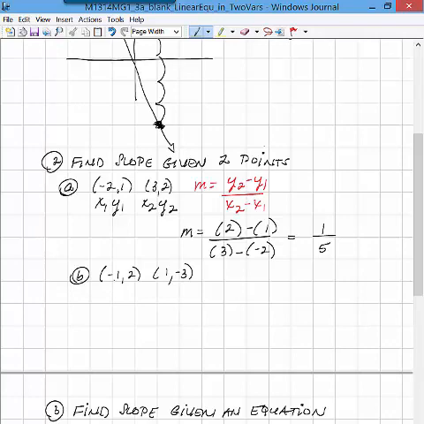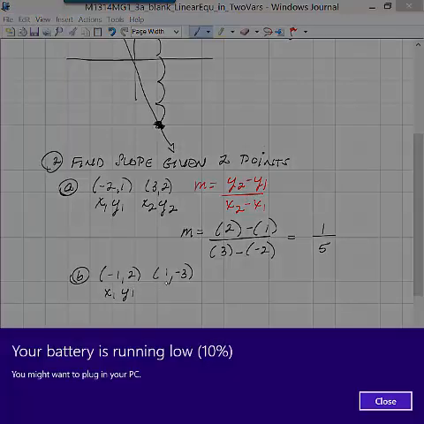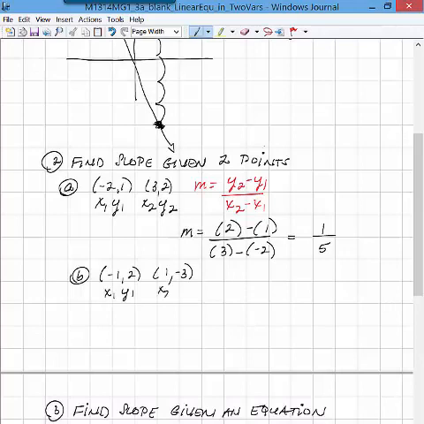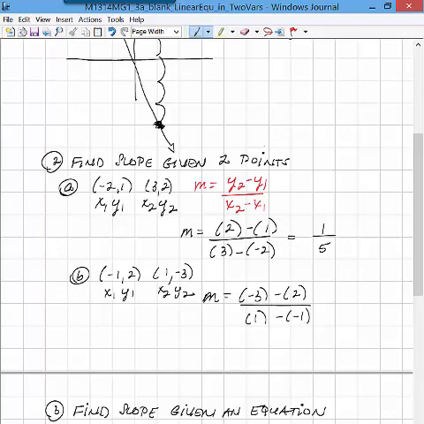Part B example, we're going to claim this x1, y1. x1 is -1, y1 is 2. And on the next one, x2 is equal to 1 and y2 is equal to -3. Now we return to using the formula in red, and we get slope equal to y2, which is -3, minus y1, which is 2, over x2, which is 1, minus x1, which is -1. So this is -3 minus 2, which is -5, and 1 plus 1, which is 2. So the slope is -5/2.